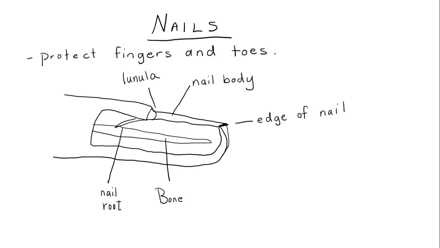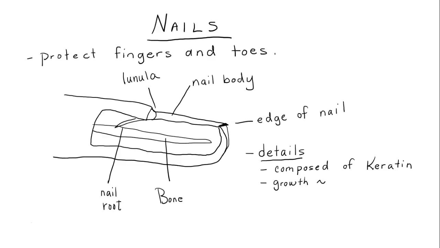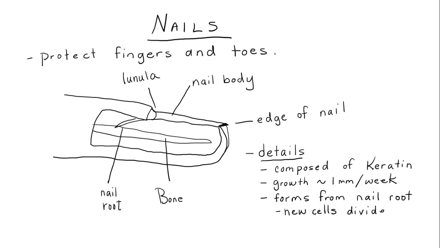And then, of course, you have the bone, or the phalanx, which is the finger bone that is going through the finger. Just to list some details about nails, they're composed of keratin, mainly, just like hair, and they continue to grow throughout life at approximately 1 millimeter per week. And the nail is going to form by mitosis, the division of cells from the hair or the nail root, and then the nail will grow longer as the root cells divide.